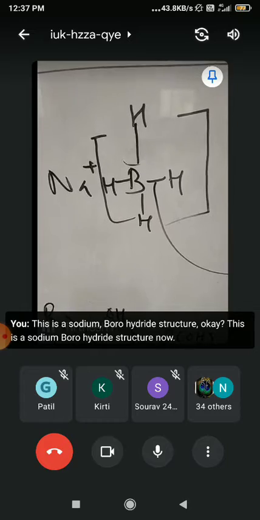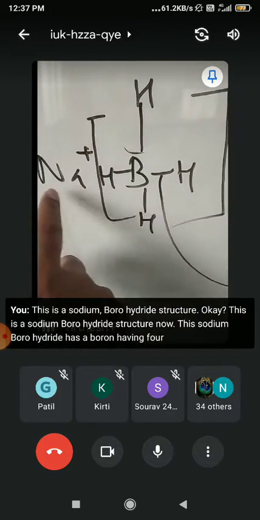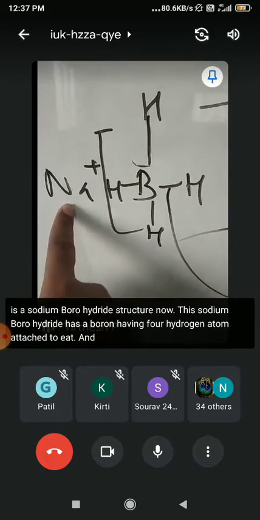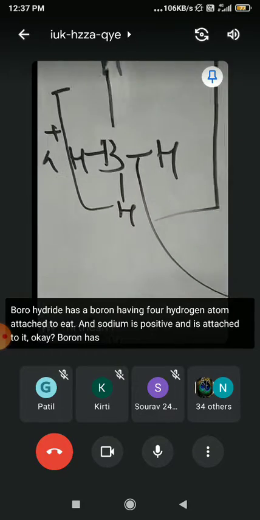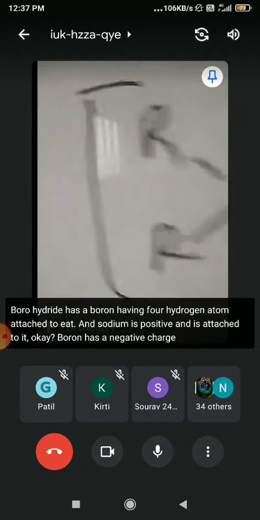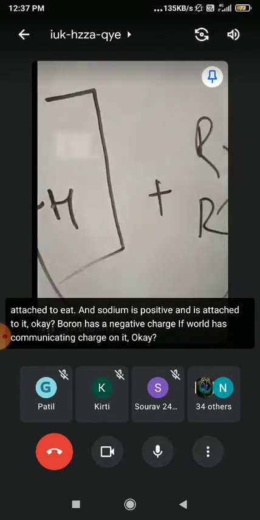Now this sodium borohydride has a boron with 4 hydrogen atoms attached to it, and sodium, a positive ion, is attached to it. Boron has a negative charge on it.